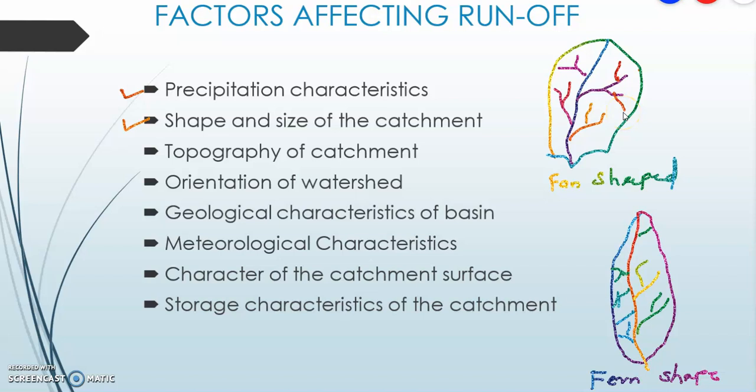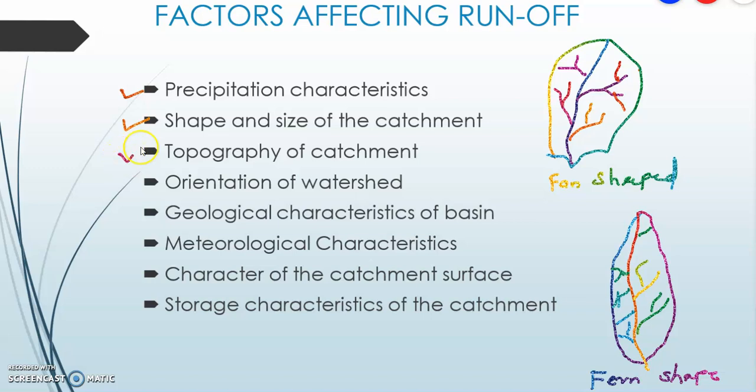If we calculate per unit area, where the area is large, the runoff generated will be less per unit area. I am talking per unit area, that's why it is less. Basically, if the area is small, the water will be collected very fast and come to the outlet. Then the next point is topography of the catchment.